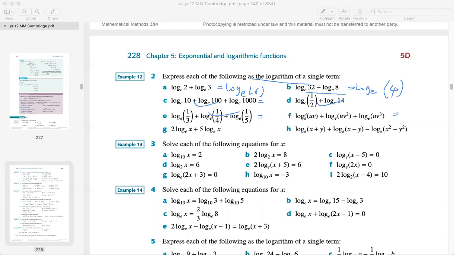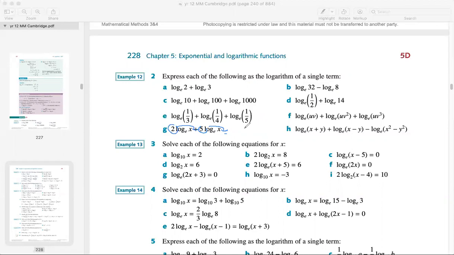And this one is multiplication, multiplication, multiplication together. This one will be multiplication and division. Okay, and this one becomes log e of x squared minus y squared over x squared minus y squared. So it's going to be log e of 1, which is just 0. Okay, for this one. And for the g, you put 2 over here, put 5 over here, then do multiplication again. Okay, so you have to convert the power first.